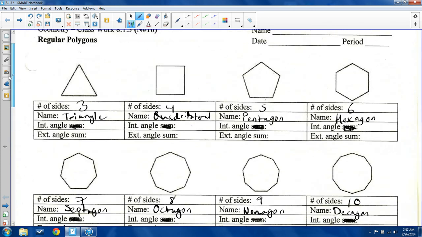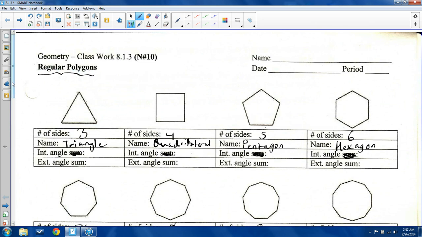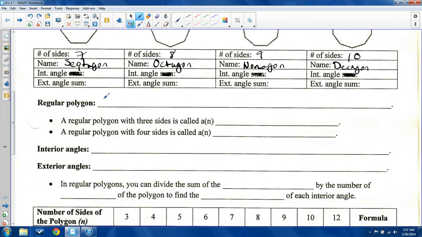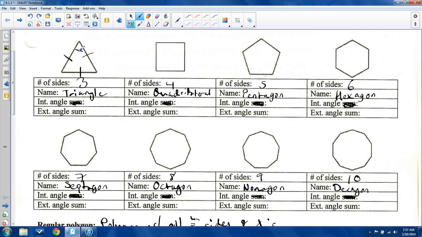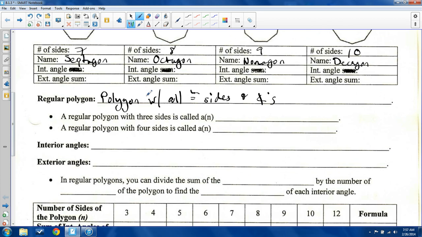Okay, a regular polygon. Remember, that's what we're talking about now, regular polygons. I gave the definition in the other video, but a regular polygon is a polygon, so you have to know the definition of a polygon, with all congruent sides and angles. So if you think about it, a regular polygon with three sides, what's a three-sided shape? First of all, that's a triangle that has all congruent sides and all congruent angles. Well, that's called an equilateral triangle. So very specifically, a regular triangle, if you want to call it that, is also known as an equilateral triangle.